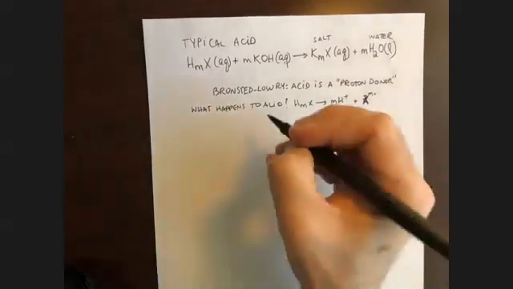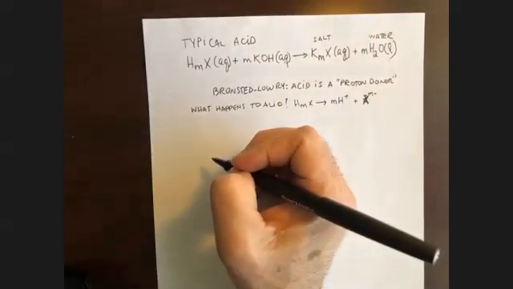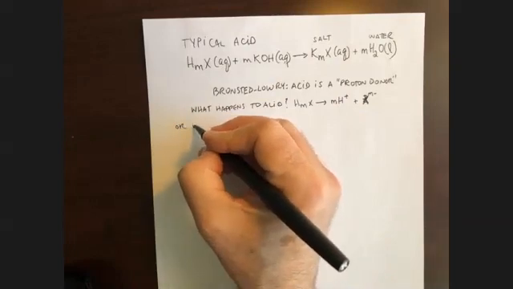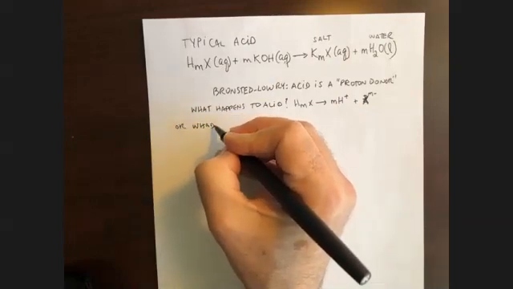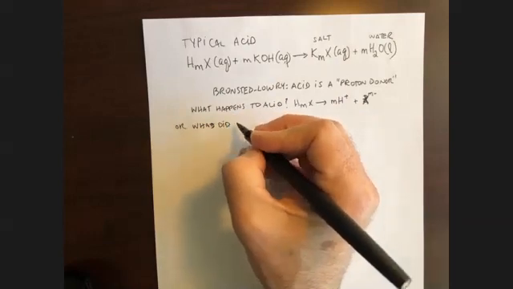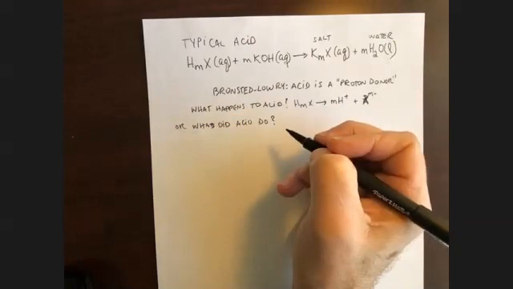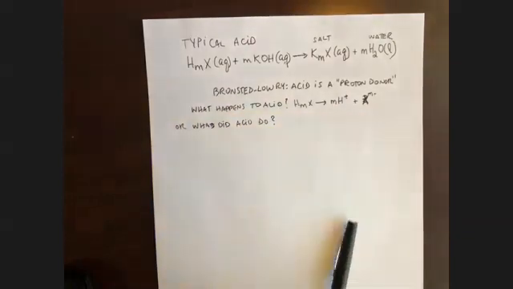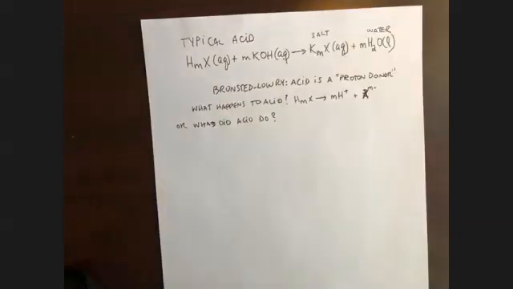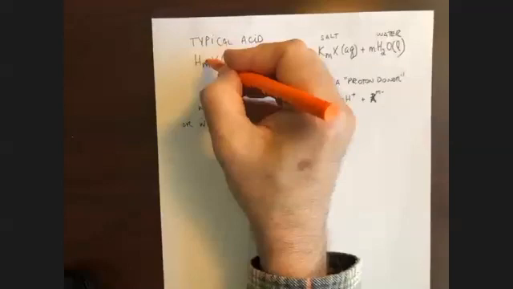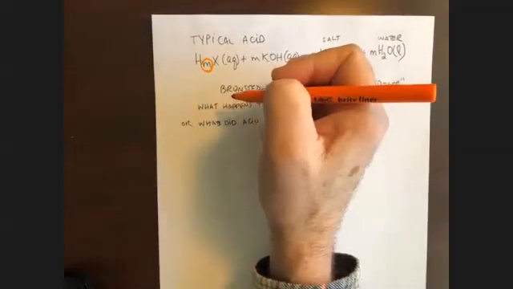But there's another question we can ask instead of what happens to the acid. What we can ask is what did the acid do? Well, in this case, what we see is that based on the stoichiometry of this reaction, there was a transfer of M units of hydrogen into M units of KOH.